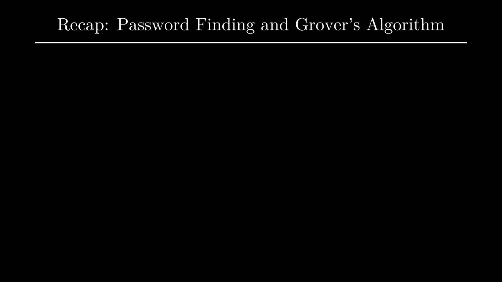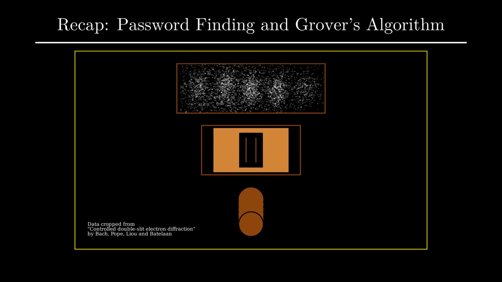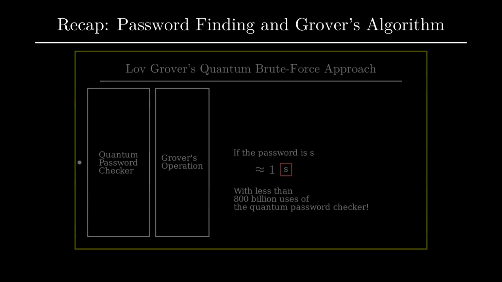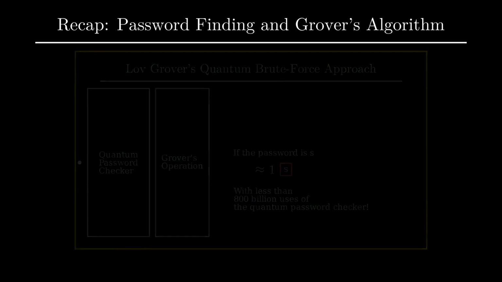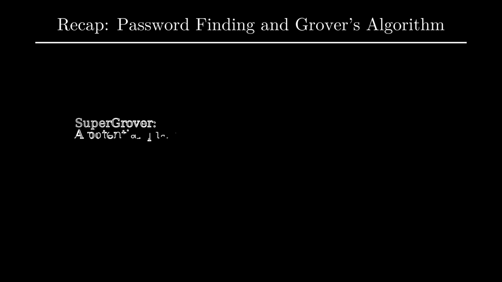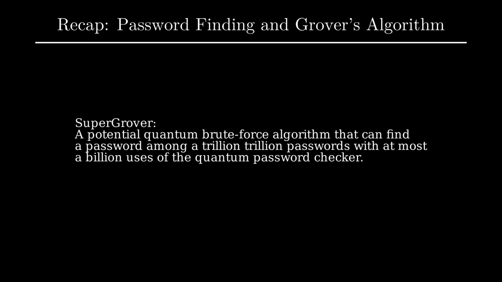But then we saw that if you use quantum computing, you can do better. We saw some simple quantum algorithms, and I claimed that Grover's algorithm can do this with at most 800 billion uses of the quantum password checker. But can that be brought down to just a billion, a million, 1,000? Let's consider the possibility that it can be done in a billion guesses. Let's give this possibility a name. Let's call it Super Grover.